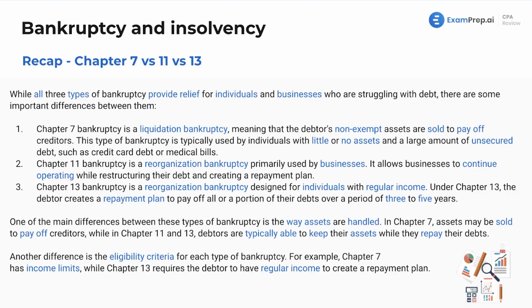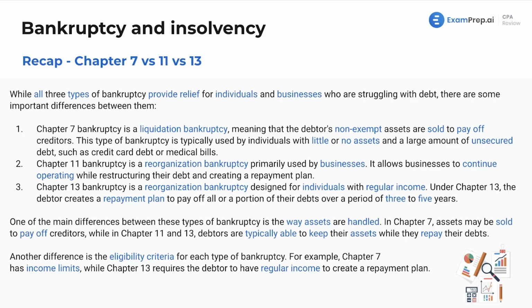Now, Chapter 11 bankruptcy is a reorganization bankruptcy primarily used by businesses. It allows businesses to continue operating while restructuring their debt and creating a repayment plan. Then lastly, Chapter 13, that is a reorganization bankruptcy that is designed for individuals with regular income. Under Chapter 13, the debtor creates a repayment plan to pay off all or a portion of their debts over a period of 3 to 5 years.